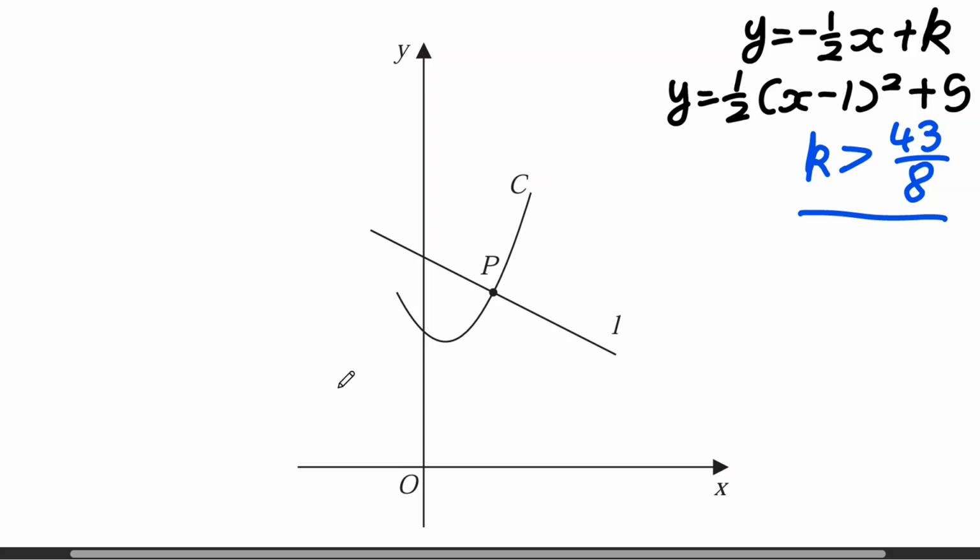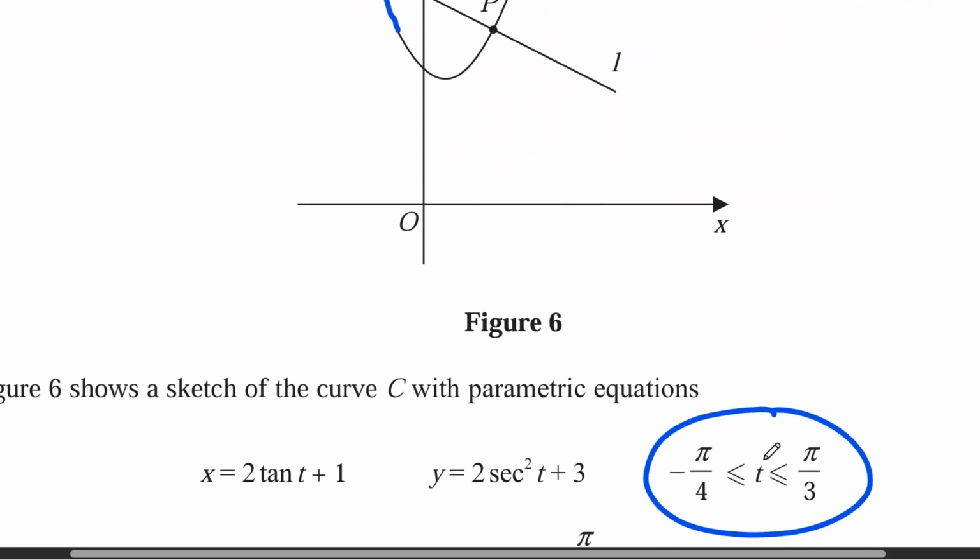If this was a true quadratic, this line would keep going up like this, but it doesn't because we have this domain where t has to be between minus pi over 4 and pi over 3. x is equal to 2 tan t plus 1. If we sub in the lower limit of minus pi over 4 and the upper limit of pi over 3, so for the lower limit, x is equal to 2 tan of minus pi over 4, and then plus 1. If you put this into a calculator, it's equal to minus 1.